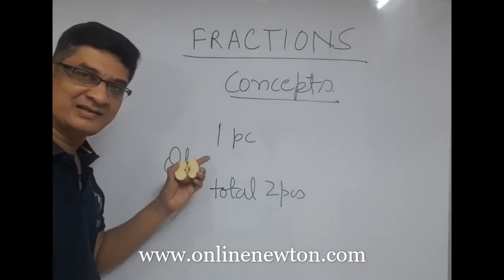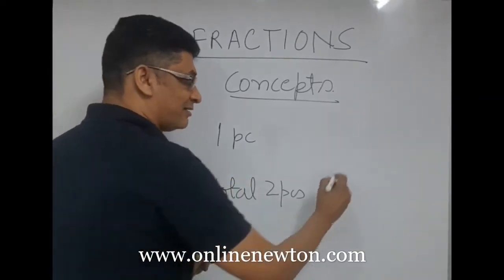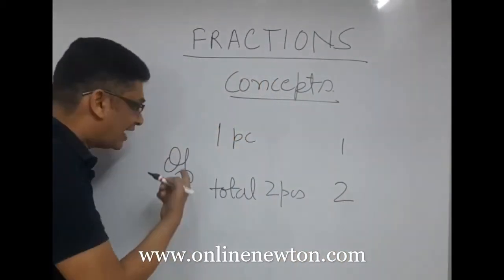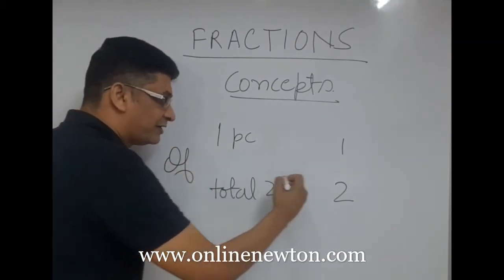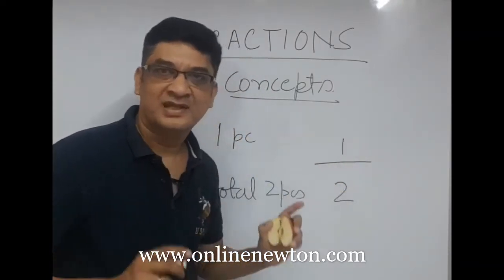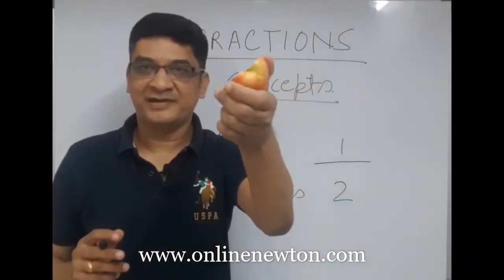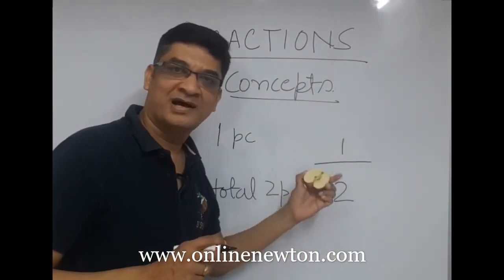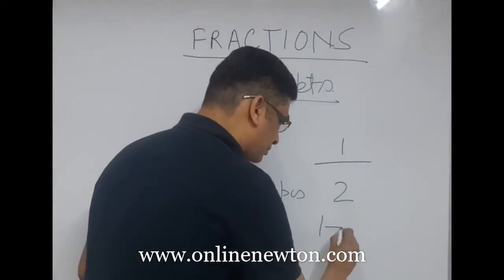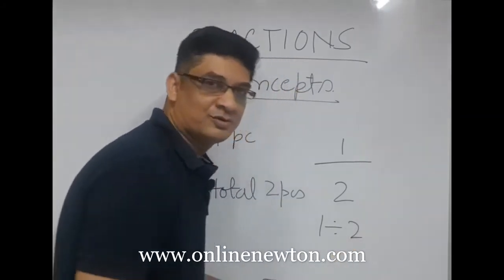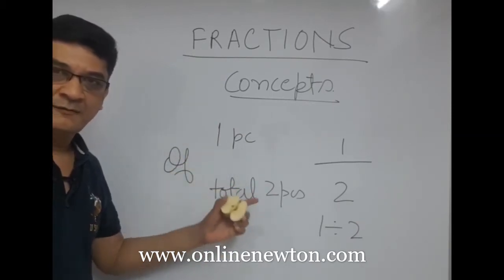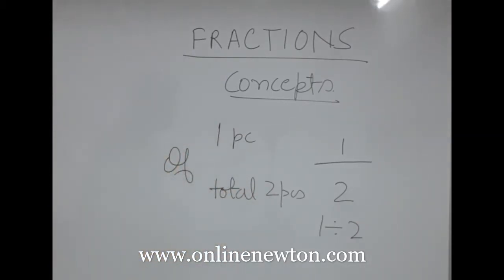So this is represented in maths as, we will write down this 1 like this. These 2 pieces we will write down as 2 below, and this 'of' is written like a line between 1 and 2. This is how this part of an apple is represented. It is 1 by 2, 1 upon 2. This also means 1 divided by 2. So friends, just remember, it is 1 upon 2 or 1 divided by 2. It is the same thing.